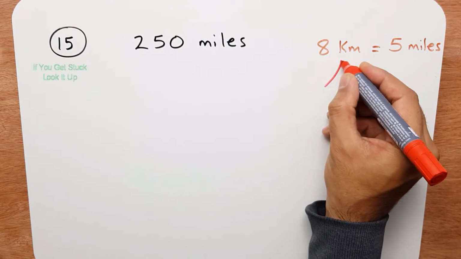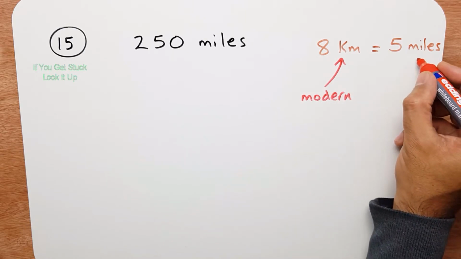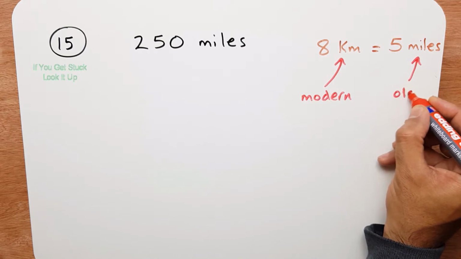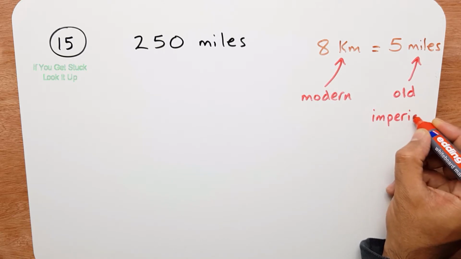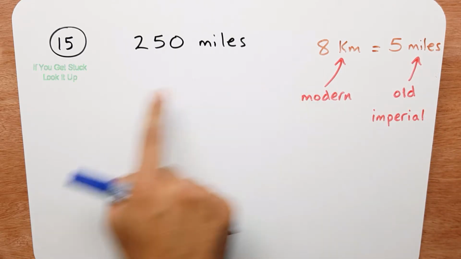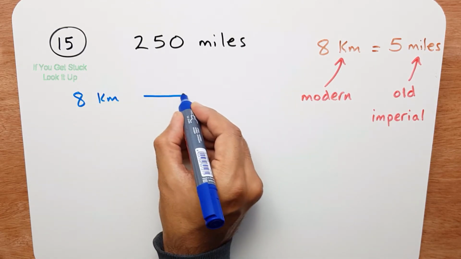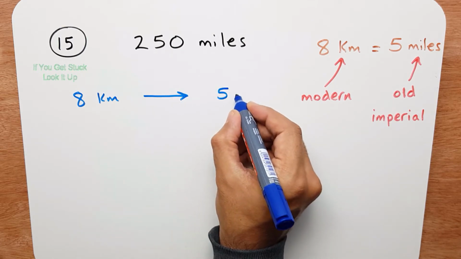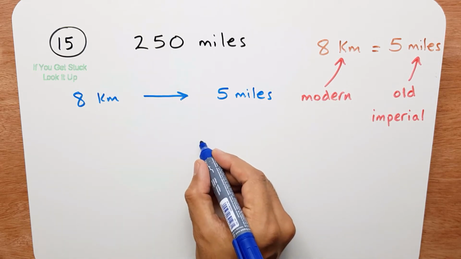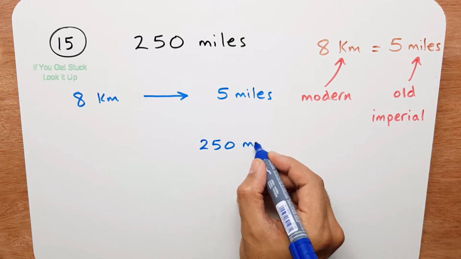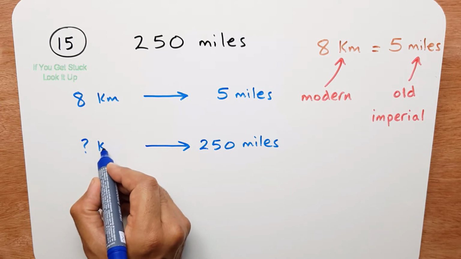Now, kilometers you can look at as the modern or new measurement, and miles are the old or imperial units. Now, let me write this here. 8 kilometers is the same as 5 miles. And we have 250 miles, so let me write that here, 250 miles. And we need to work out how many kilometers that is.